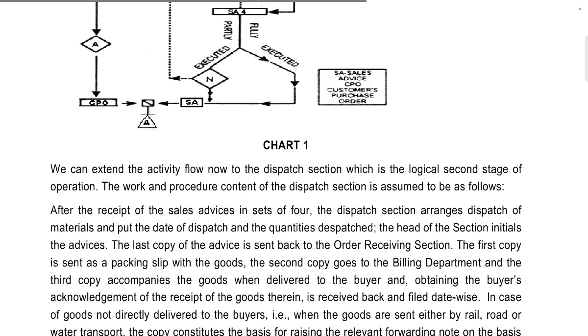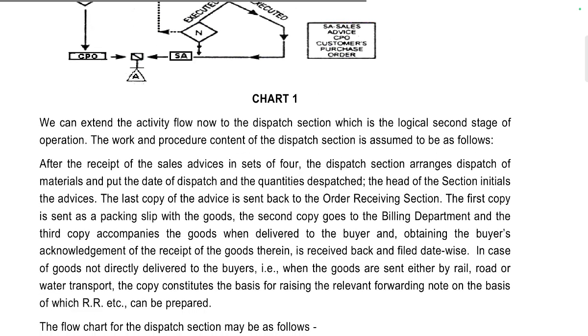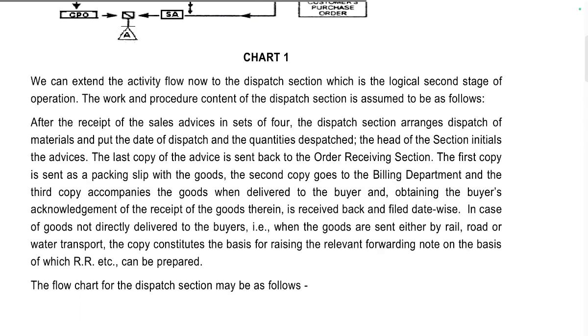We extend the activity flow to the dispatch section. It is a logical second stage of operation. The procedure and control of the dispatch section is assumed to be followed. After receipt of the sales advice, the dispatch section arranges dispatch of material and puts the date and quantity dispatched. The heading of the section initials the advice, and the latest copy is sent back to the order receiving section. The first copy is sent back with goods, and the second copy goes to the billing department. The third and fourth copies are delivered with the goods to buyers, with buyer acknowledgement of the goods.